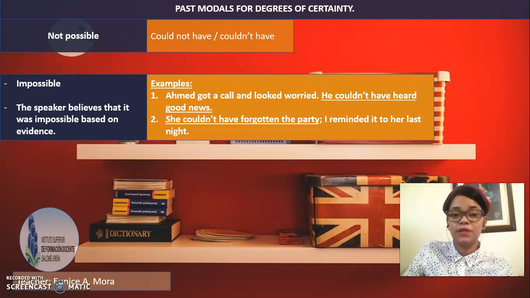There is no possibility. Same happens with example number 1, which says Ahmed got a call and looked worried. He couldn't have heard good news. Then if someone calls you and you look worried, people can infer that it's impossible you have heard good news.